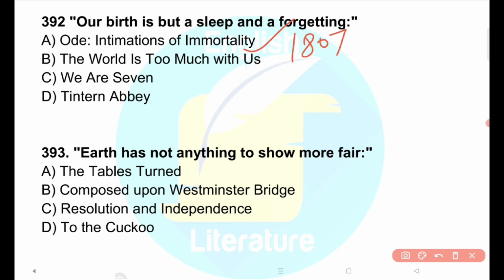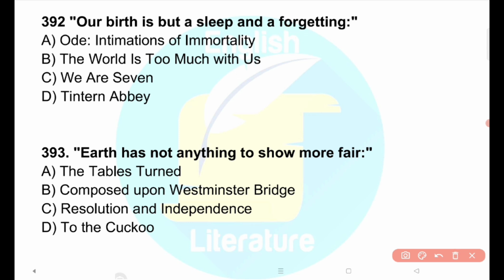The world is too much with us. The poem critiques materialism and loss of connection with nature. We Are Seven, a ballad about a child's view of life and death. Tintern Abbey, a poem about memory, nature, and personal growth.